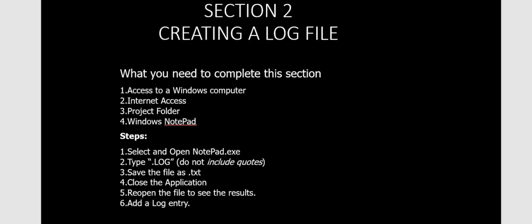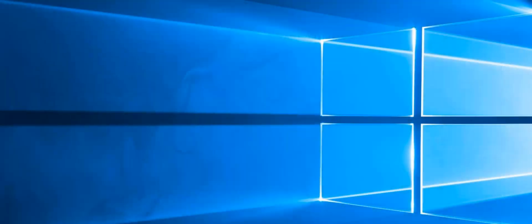Welcome to Section 2, Creating a .log file. A .log file is really just a way to keep track of the things that are going on in your project. Like maybe you added something new to the project, or maybe you're working with a team and you want to know when someone changed something in the project. A .log file allows everyone to be on the same page.